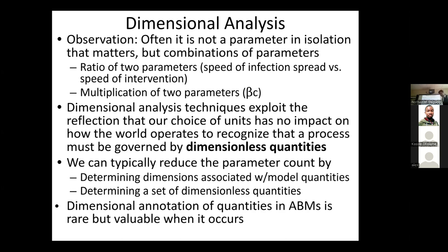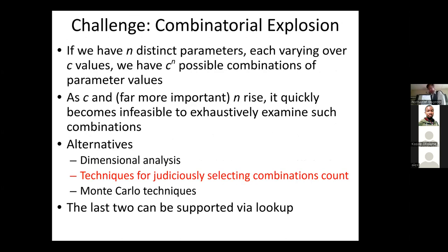And I will say that as a general practice, agent-based modelers, in a way that is astounding to me, given its roots among physicists in addition to computer scientists, agent-based modeling has rarely taken advantage of dimensional annotation. By contrast, in system dynamics modeling, dimensional annotation is quite common, far from universal, but it's very common. And it's with good reason.